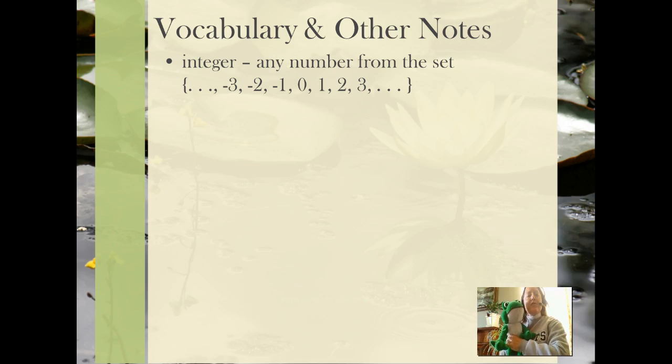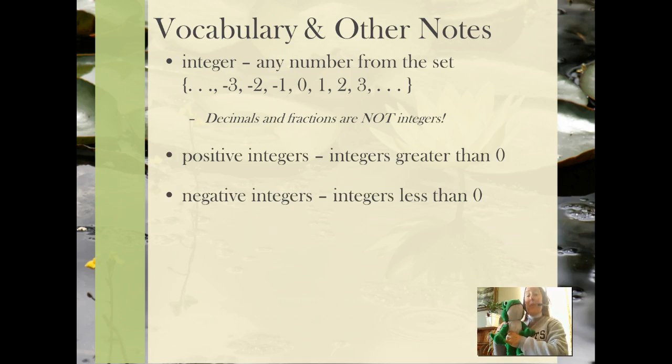You might be wondering, just what is an integer? An integer is any number from the set -3, -2, -1, 0, 1, 2, 3, and so on. As you can see, these are all whole units. Decimals and fractions are not integers. Positive integers are integers greater than 0, and negative integers are integers less than 0.